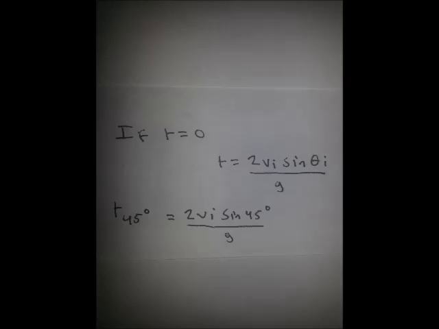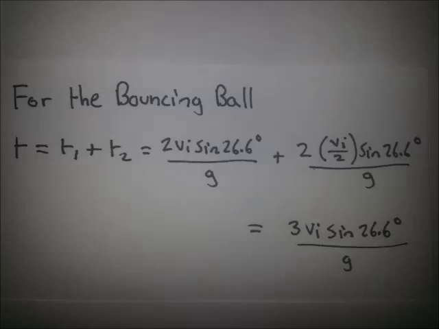And for the ball thrown at 45 degrees, the ball that follows the green path, you put 45 degrees in for theta, and you get t sub 45 equals 2 v i sine 45 degrees over g. And for the bouncing ball, we once again have to split it into two equations for the time it takes before the bounce and for the time it takes after the bounce.